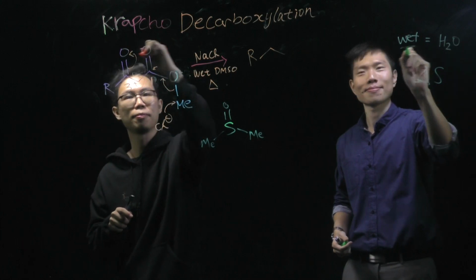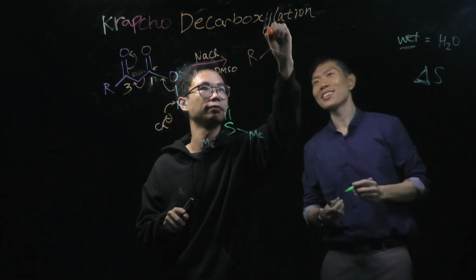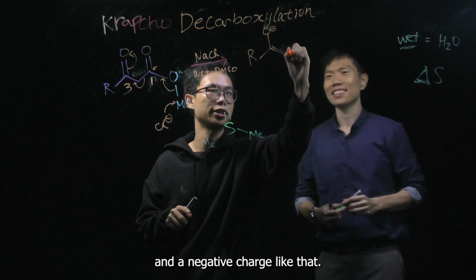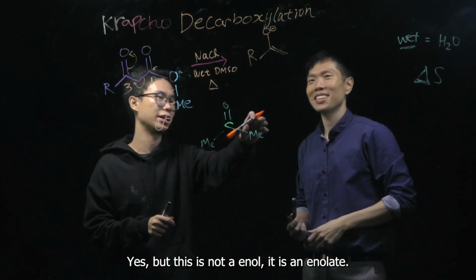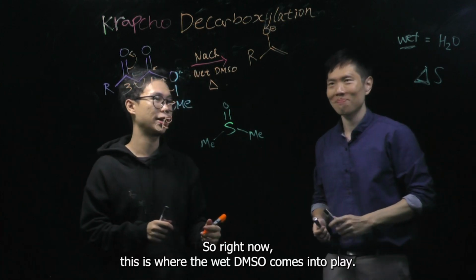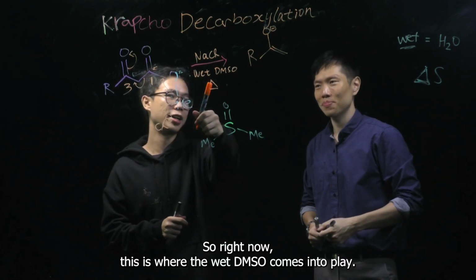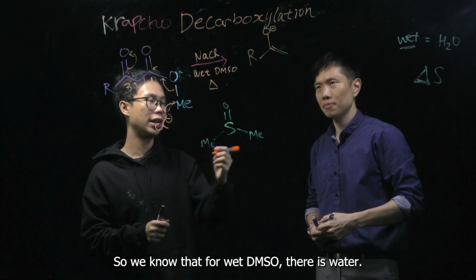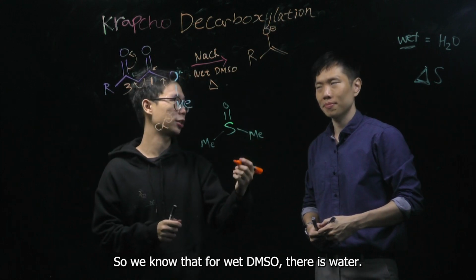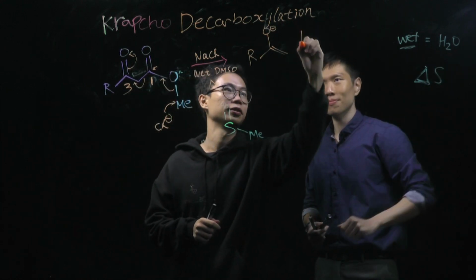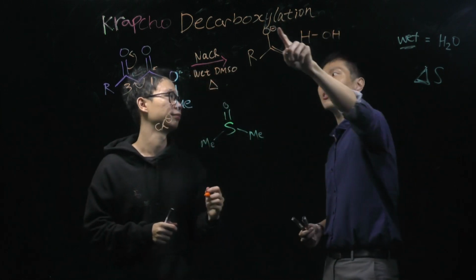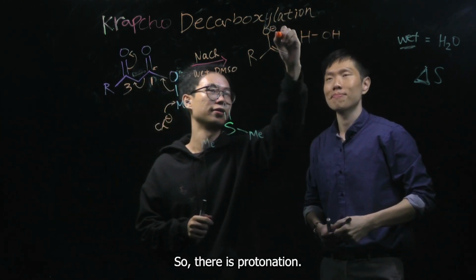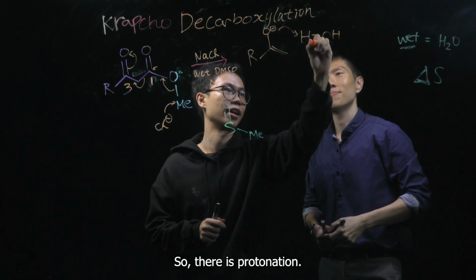So I will draw the next intermediate, which is here. It will go up, and the negative charge is like that. Right, so an enolate. Yes, but this is not an enol, it's an enolate. Right now, this is where the wet DMSO comes into play. As a wet DMSO there is water, so there's an OH, and there's protonation. Yes, there's protonation.